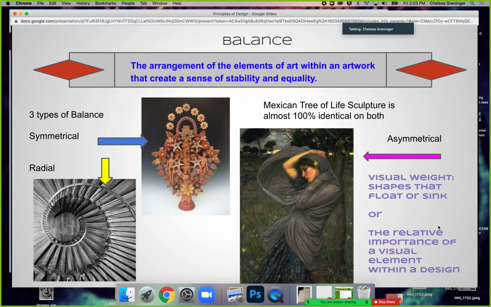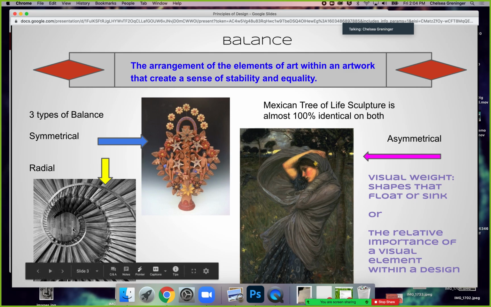Balance is the arrangement of the elements of art within an artwork that create a sense of stability and equality. Balance is really pleasing to the eye and to humans because it is part of our DNA. It's part of who we are. We are balanced. We look at our bodies, we're fairly symmetrical, so we seek that out in art. It calms us. It soothes us. It interests us. But there are different types of balance.